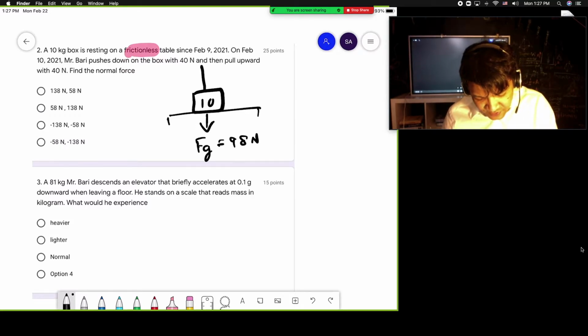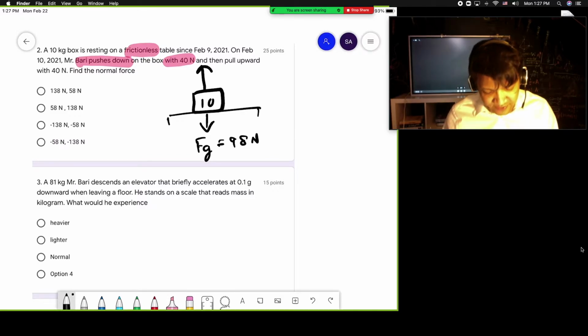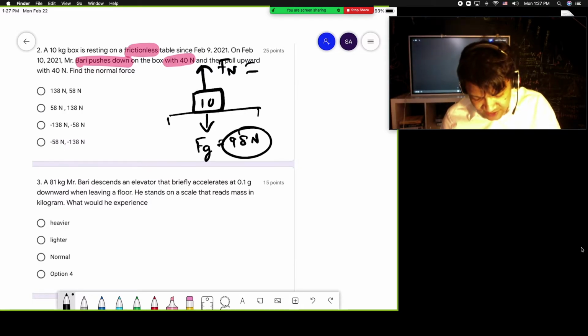So we have to find the normal force. What is going on? Someone is pushing down. How much? 40 Newton. So then the normal force has to be bigger. How much bigger? 98 plus 40, which should be 138.